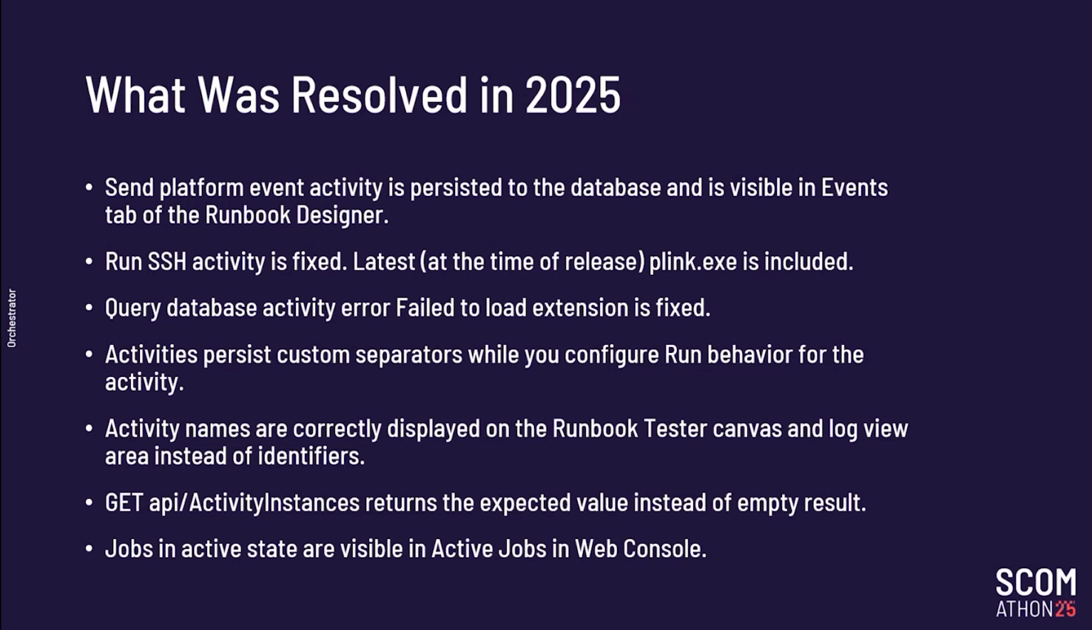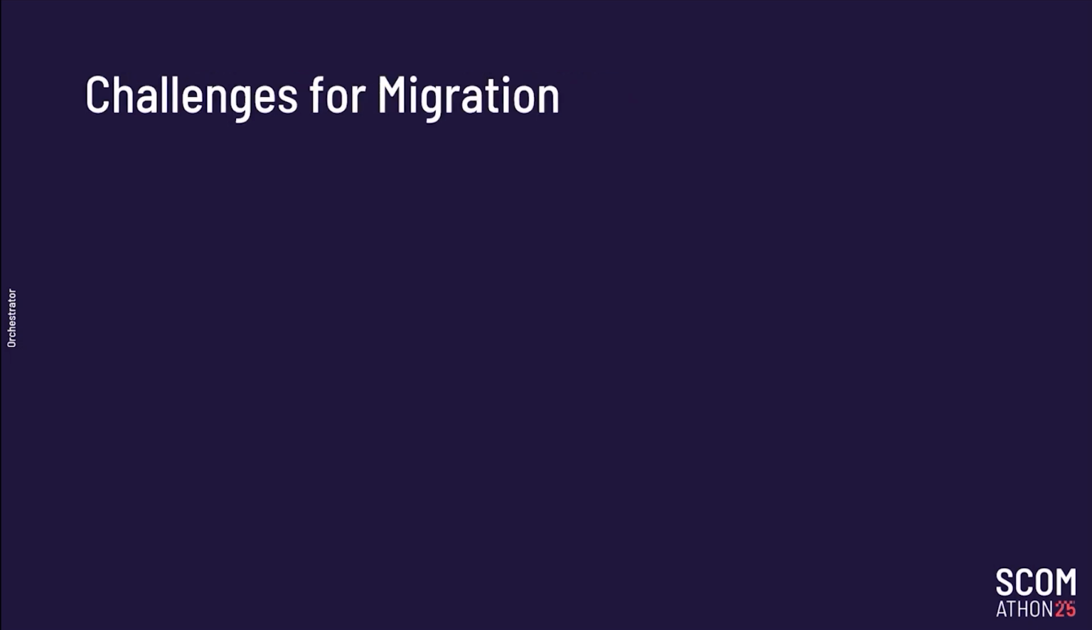They resolved issues with the query database. They've resolved the runbook tester, where there were issues with how the data was getting presented, and they've done a number of fixes to the web service so that the Orchestrator console actually reports correctly. So 2025 is a much more capable platform, and a lot of the issues and challenges that people had seen with 2022 are resolved and fixed. But if you're looking to move to 2022 or Orchestrator 2025 from an earlier Orchestrator platform, there are still some challenges that you need to resolve and watch out for.